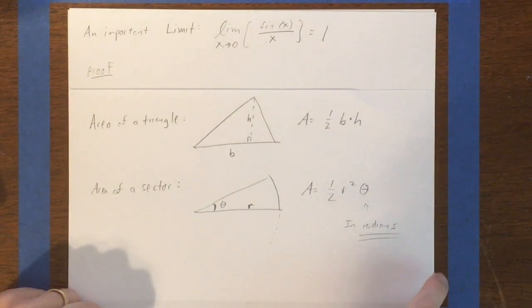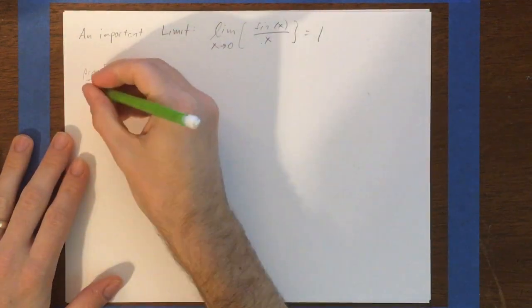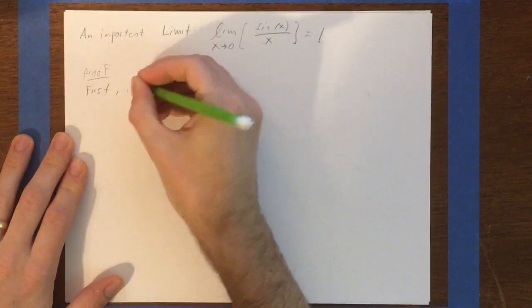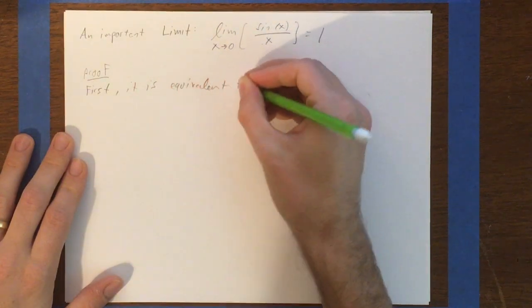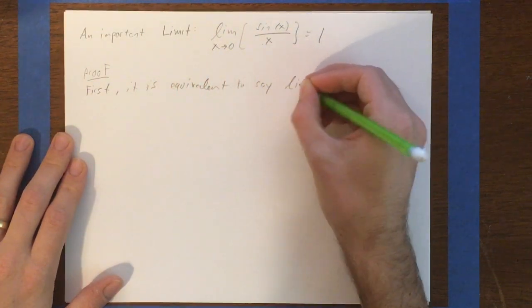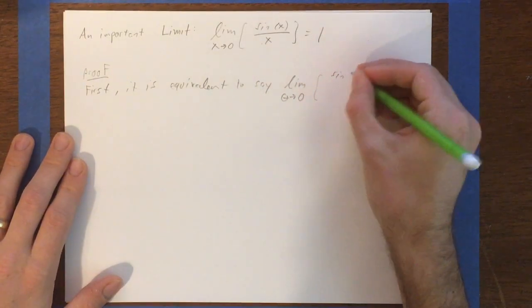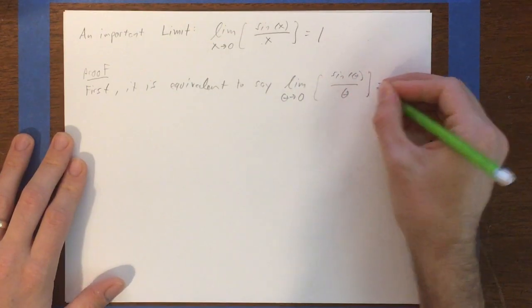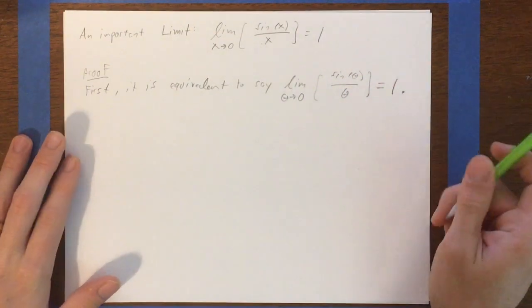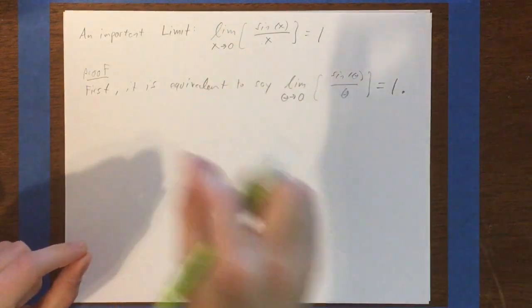All right, so I'm going to set those two formulas aside. Let's dive into the proof. First, it is equivalent to say that we're talking about the limit as theta approaches 0 of sine of theta over theta, and that equals 1. Okay? But hang on, x and theta aren't the same thing, right?